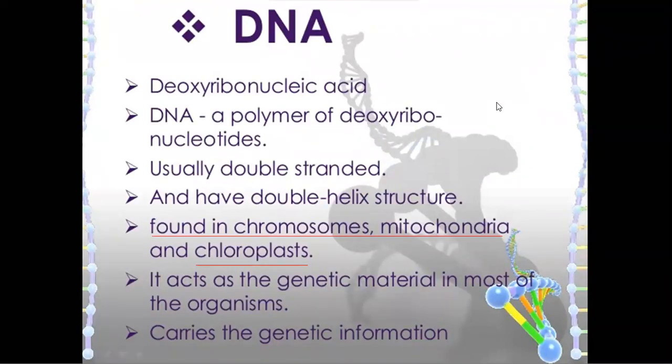And this DNA is found in chromosomes, mitochondria, and chloroplast. Generally, in eukaryotic cells, the DNA is present in the nucleus, in animals, plants, and fungi. Sometimes it is also present in mitochondria. For some plants and algae, DNA is present in the nucleus, mitochondria, and chloroplast also. Chloroplast DNA is present especially in a few algae like primitive red algae, so it has chloroplast DNA.